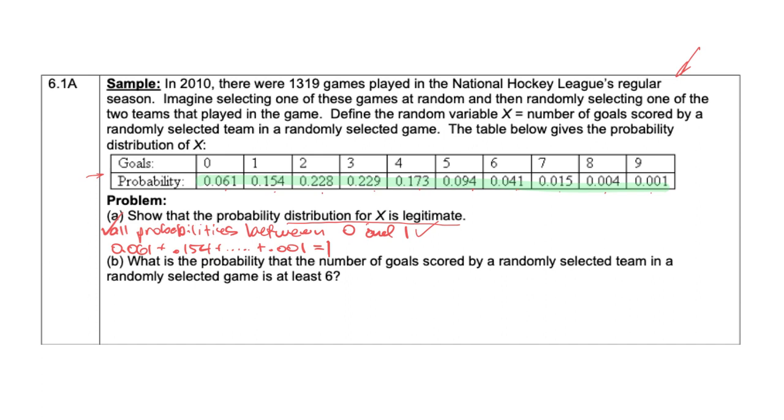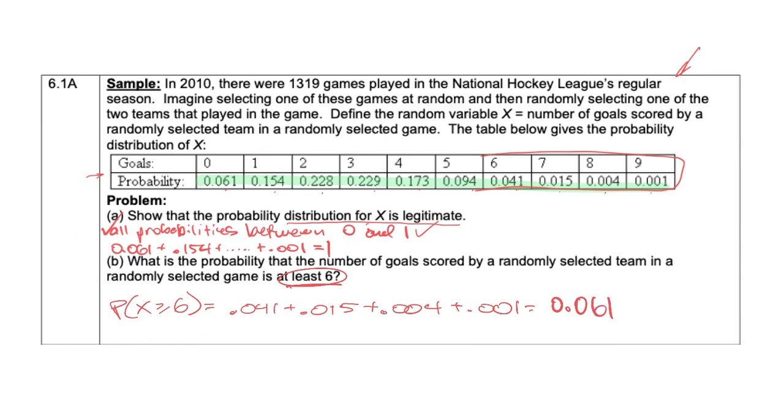Next, what's the probability that the number of goals scored by a randomly selected team in a randomly selected game is at least 6? So they're asking at least 6. Well, 6 is our cutoff. We want this space here. So that's going to be the probability that x, which is our number of goals, is greater than or equal to 6, is going to be 0.041 plus 0.015 plus 0.004 plus 0.001. That's going to equal 0.061.